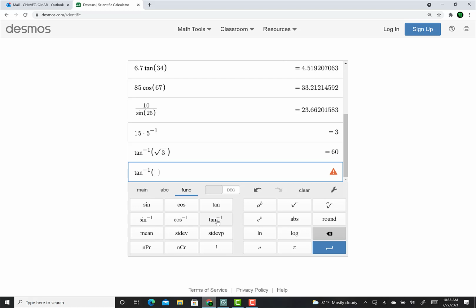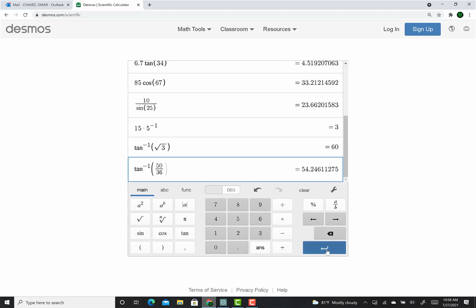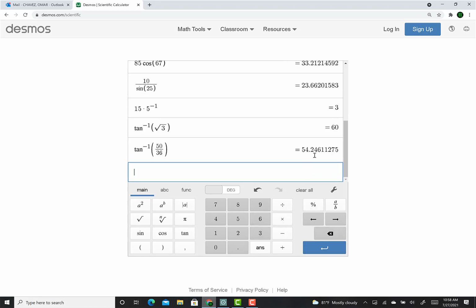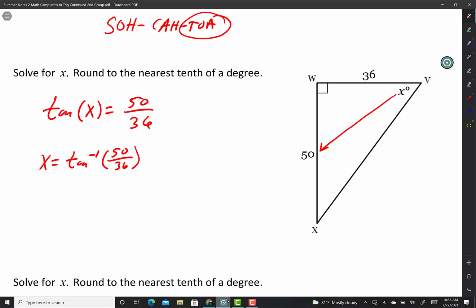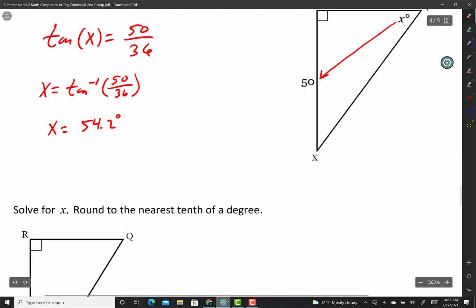And I already forgot the number that was inside. What was it? 50 over 36. 50 over 36. And there's my angle. 54.24. Did they give me any directions, like nearest tenth or something? Nearest tenth. So 54.2. So x equals 54.2. Put the little degree symbol. Without the degree symbol, it's a radian. But for now, we're not being too picky. Later on, we will though. But for now, we're good. How do we feel? All right. Let's go to the next one.